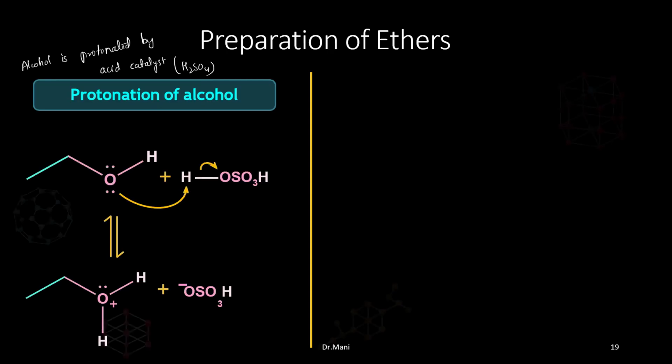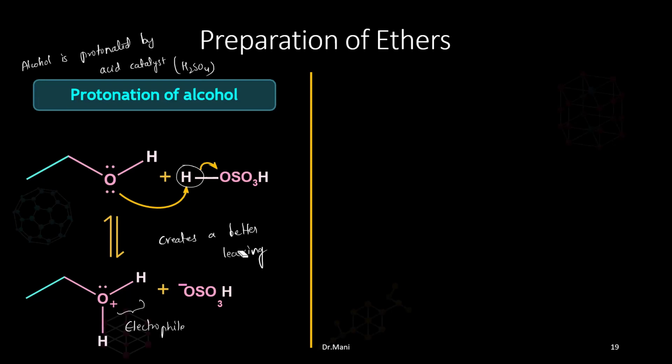So first one, the protonation of the alcohol. That means you are adding a proton to this alcohol. And this protonated alcohol is an electrophile. Being an electrophile, it will love the negative charge. It is a positive charge and it will love the negative charge. And it creates a better leaving group. I'll tell you what the better leaving group is. Just remember, whenever this protonation happens, it creates a better leaving group.